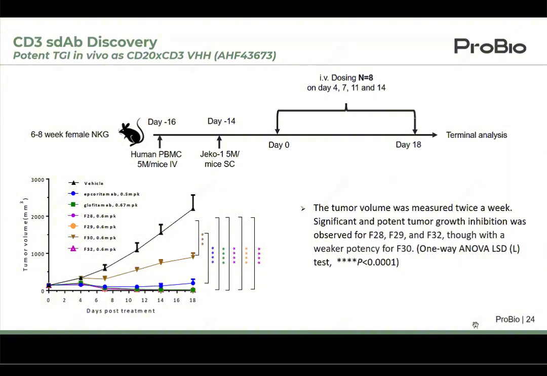So after the completion of the cell-based assays, we'll move on to the animal models. This is a pretty standard human PBMC transplanted CDX model. In this experiment, we compared 4 of the formats, F28, 29, 30, and 32, along with 2 clinical benchmarks. And again, in this experiment, we see significant inhibition of the tumor growth. Some of them show similar, even better than the clinical benchmark in terms of the tumor size.